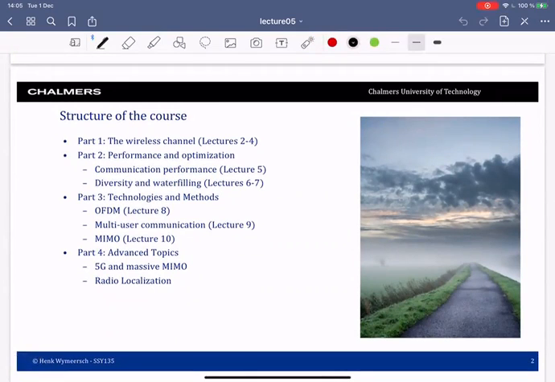As you remember from the first lecture, this course had 4 parts. The first part was dealing with the wireless channel and the properties of the wireless channel. The second part is on communication performance and optimization over the wireless channel, the third part is about OFDM, multi-user and MIMO communication, and the last part is about more advanced topics such as 5G and radio localization. I am happy to let you know that we have now finished the first part and we go on to this second part in this lecture and the next 2 lectures.